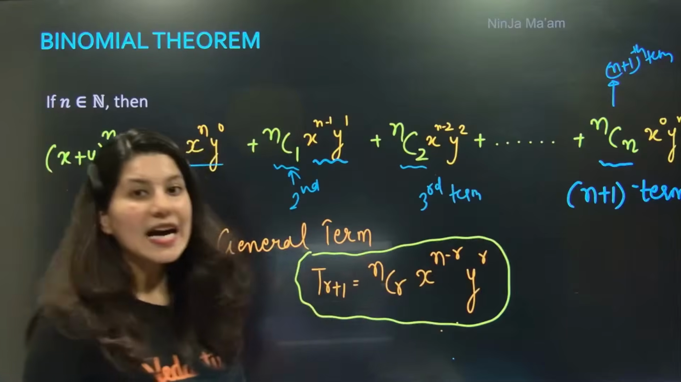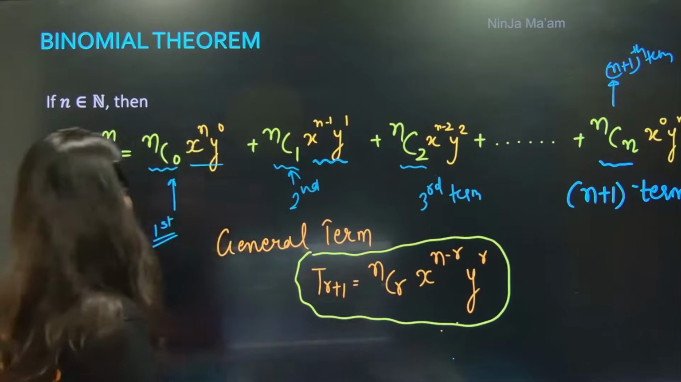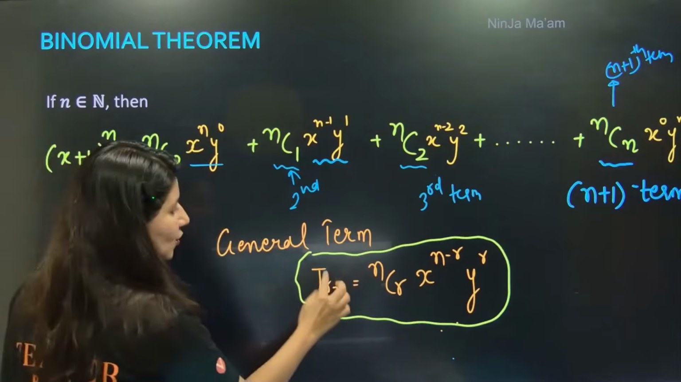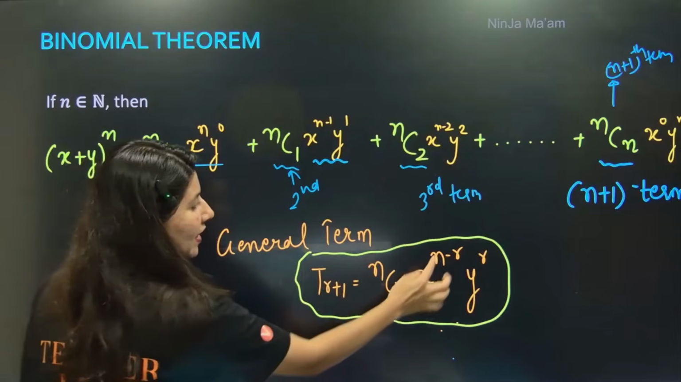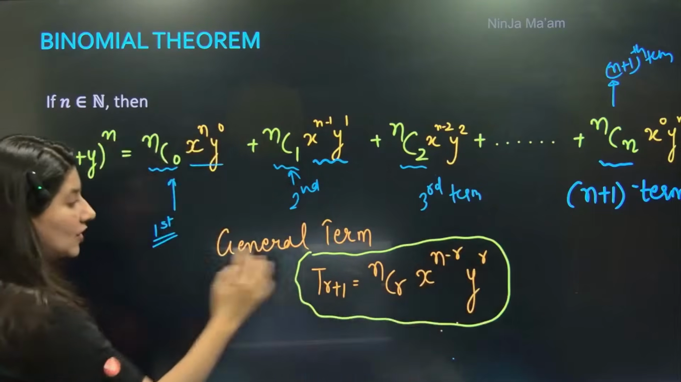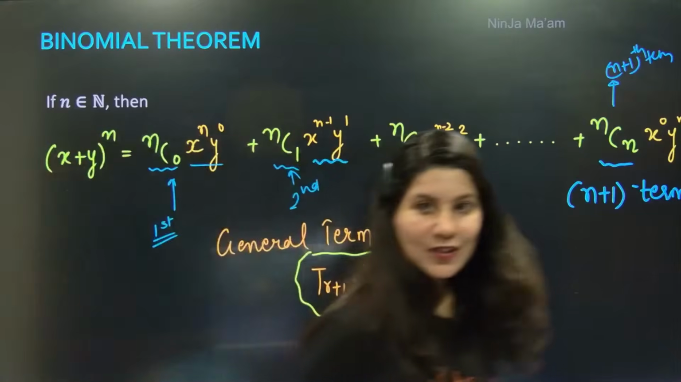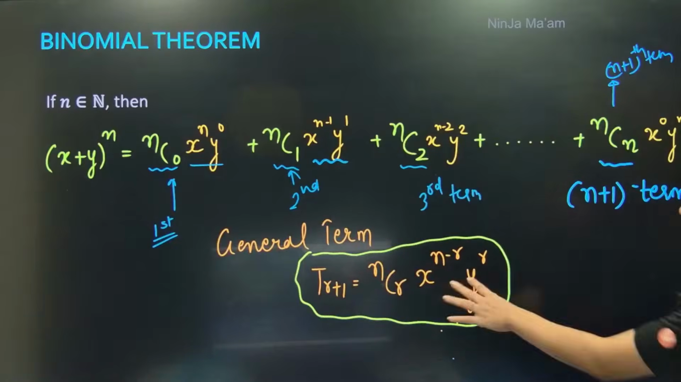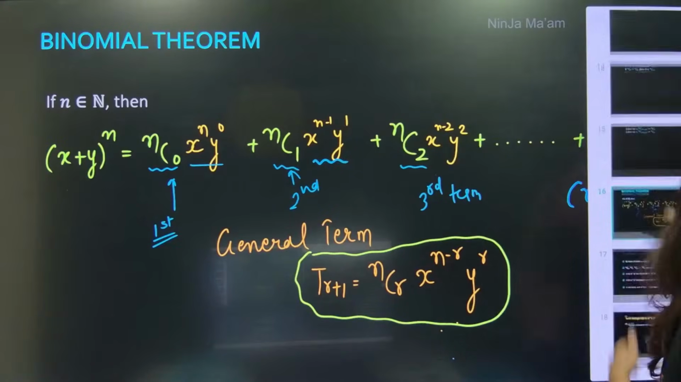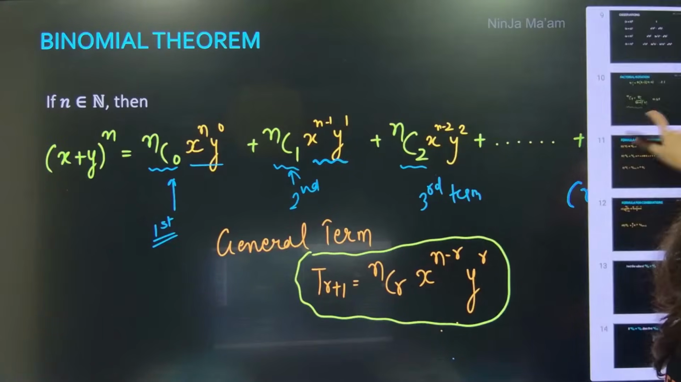Try putting r equals 0. You will get the first term. So r is 0, T1, the first term, nC0, x power n, y power 0. Try putting r equals 1 and you will get the second term. What is nCr? Let me go back to nCr now. nCr, where are you? nCr.